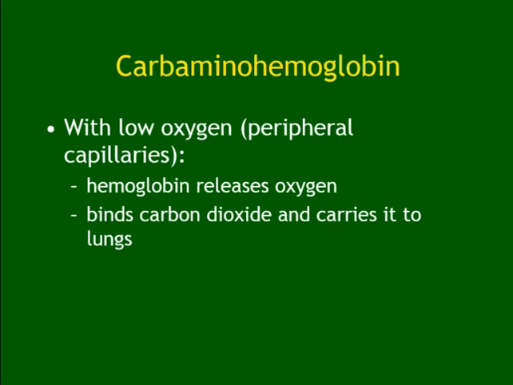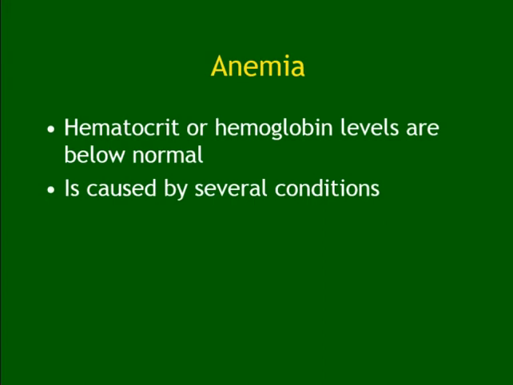Carbaminohemoglobin, this is a term that means carbon dioxide attached to hemoglobin. So we have oxyhemoglobin, deoxyhemoglobin, carbaminohemoglobin. Oxyhemoglobin is hemoglobin with oxygen. Deoxyhemoglobin is hemoglobin after you take off oxygen. Carbaminohemoglobin is carbon dioxide attached. So basically the hemoglobin or the red blood cells carry oxygen and carbon dioxide, and it has different names.